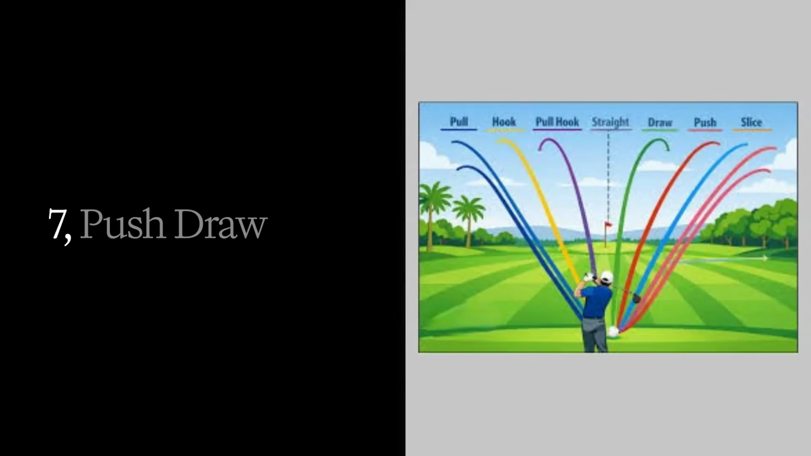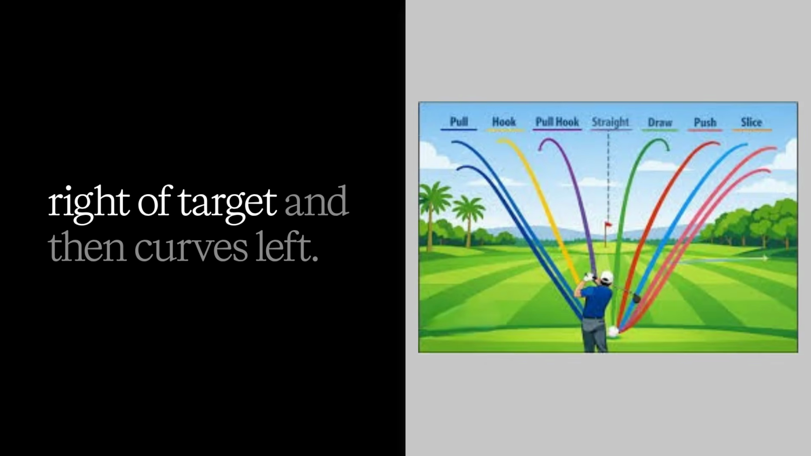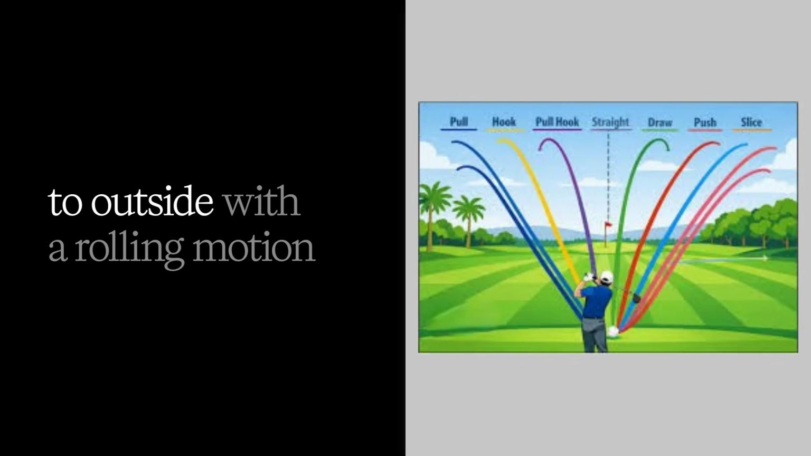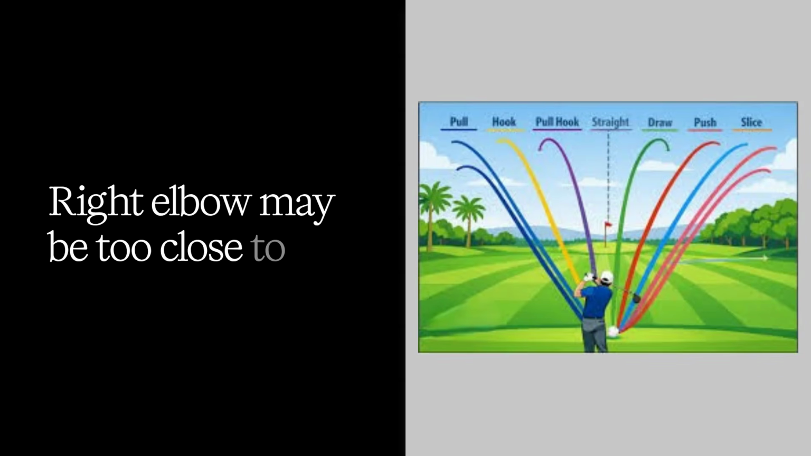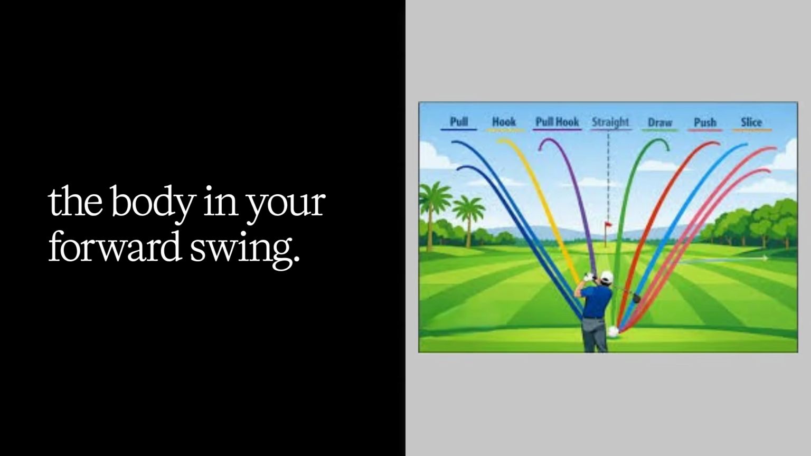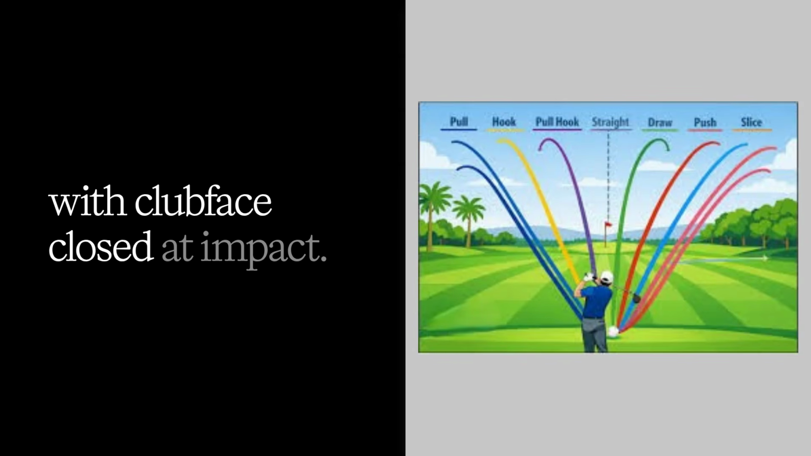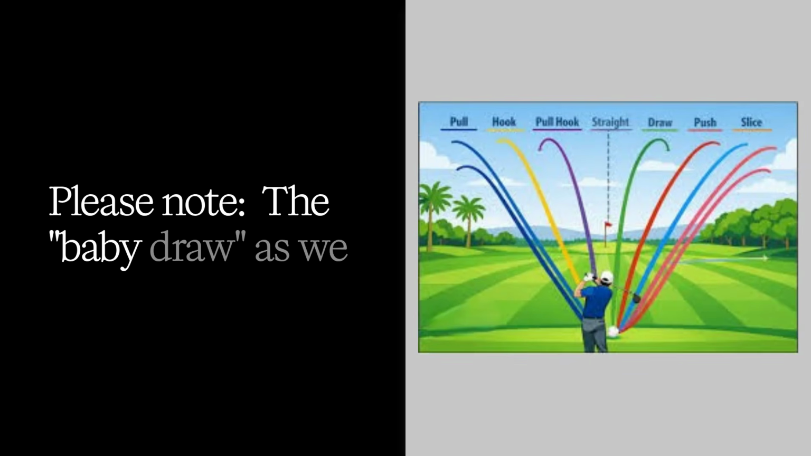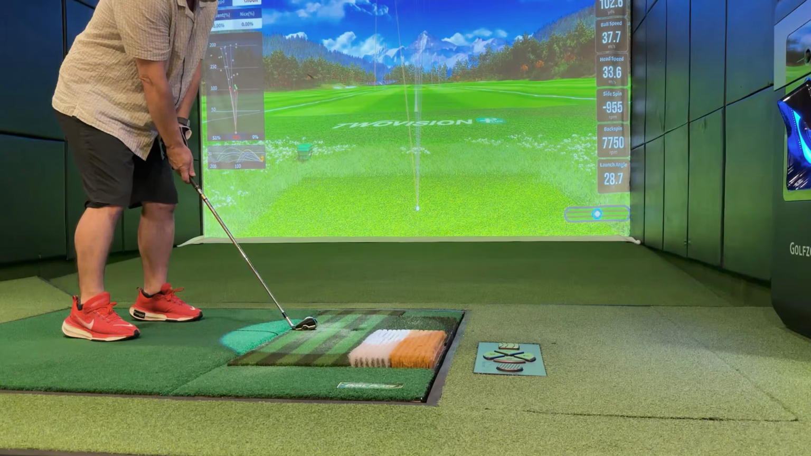Ball flight pattern number 7. Push draw. Description: the ball starts out right of target and then curves left. Swing fault causes: club is swung too much from the inside to outside with a rolling motion of the hands. Right elbow may be too close to the body in your forward swing. Swing path is from inside to outside with club face closed at impact. Please note, the baby draw, as we call it, can be a very desirable ball flight once consistently mastered.